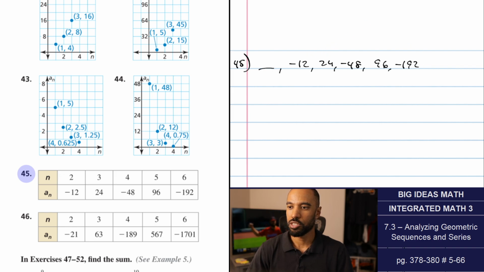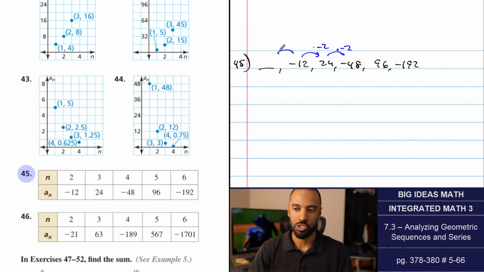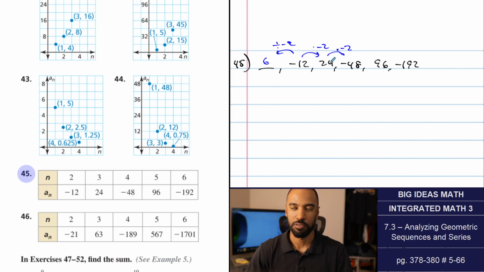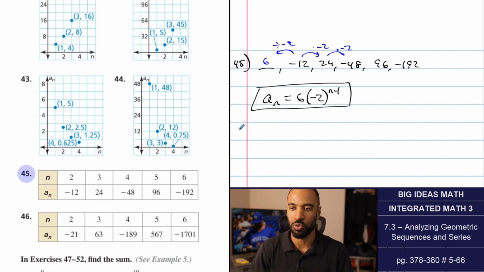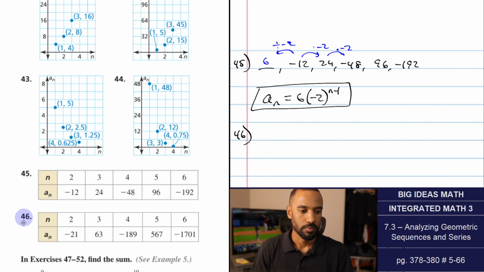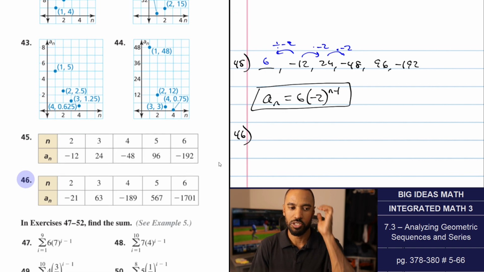So based on what you can see here, we're multiplying by -2. So we divide by -2 going this direction, and we get a +6. That's your first term. So your a sub n is 6 times -2 to the n minus 1 power. That is this rule.